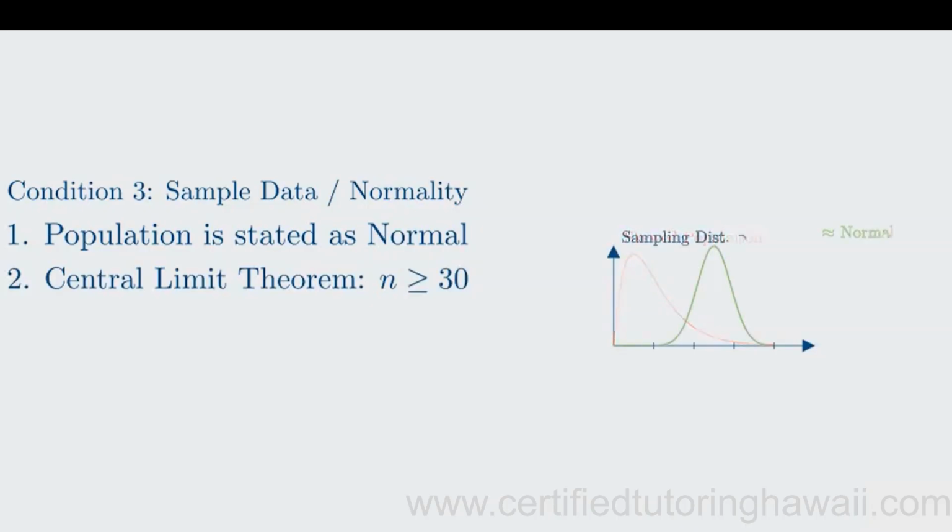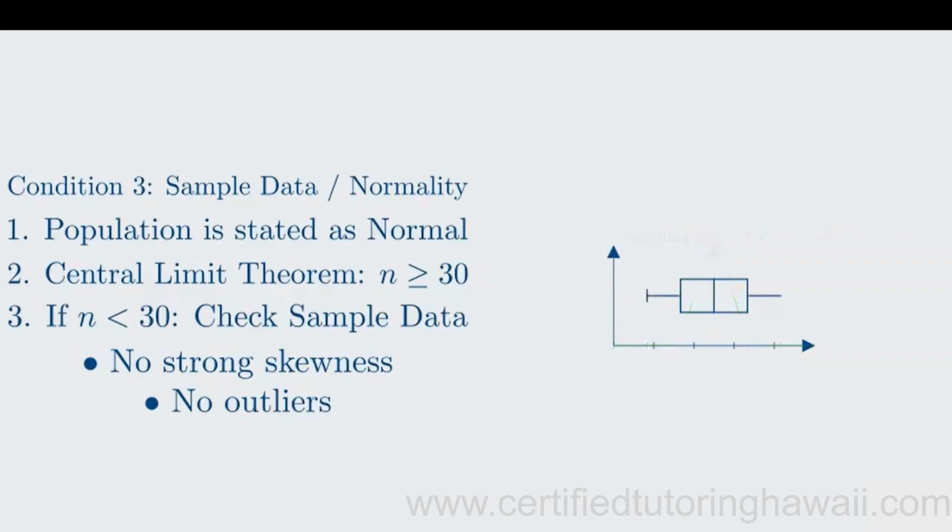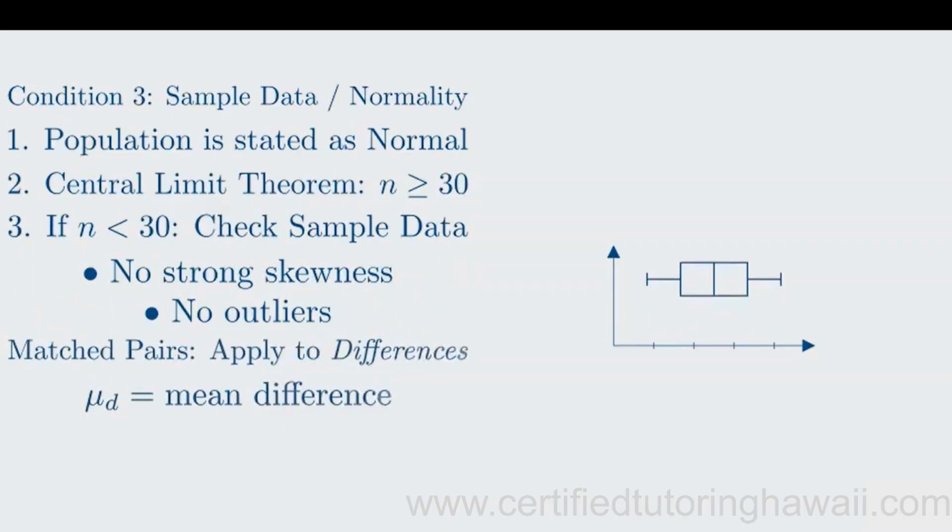This theorem guarantees that the sampling distribution of the mean will be approximately normal, even if the original population is skewed. Third, if n is less than 30, we must look at the sample data itself. We need to check that the data is free from strong skewness and extreme outliers. In your exam, you should actually sketch a quick plot, like a dot plot or box plot, to show you've checked this. For matched pairs, these same rules apply, but you apply them to the list of differences. If you have 30 or more differences, you're safe. If not, you must check the distribution of those differences for any major red flags.